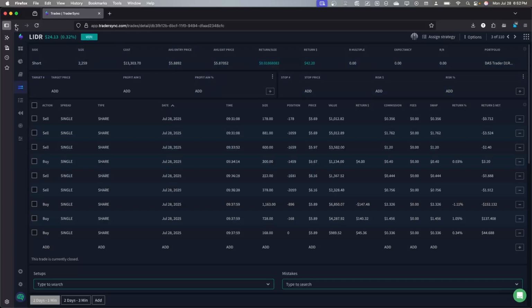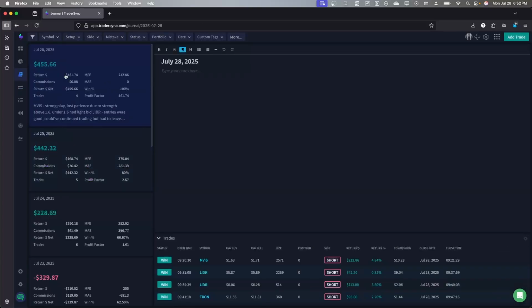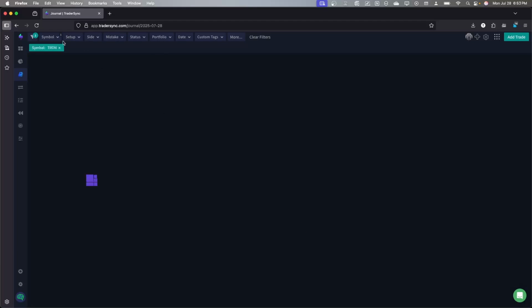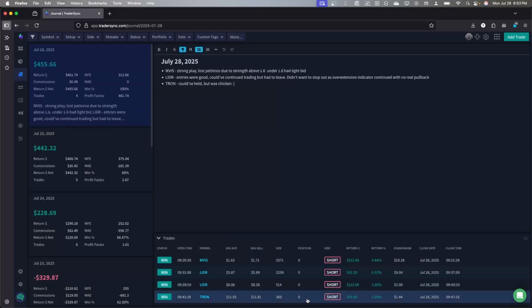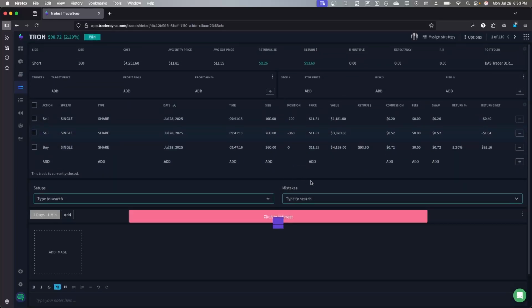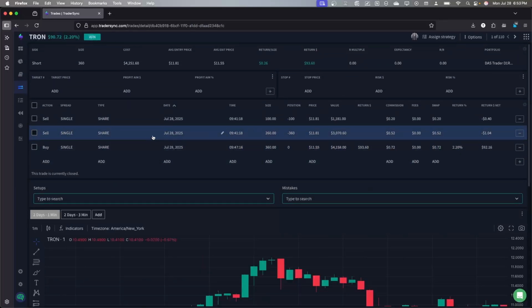Anyways, the reason why I say that is it looks like my commissions here were $6, but it looks to be a lot more for the others. Sorry, this started filtering for TRON. Okay, whatever. Anyways, next we have TRON.